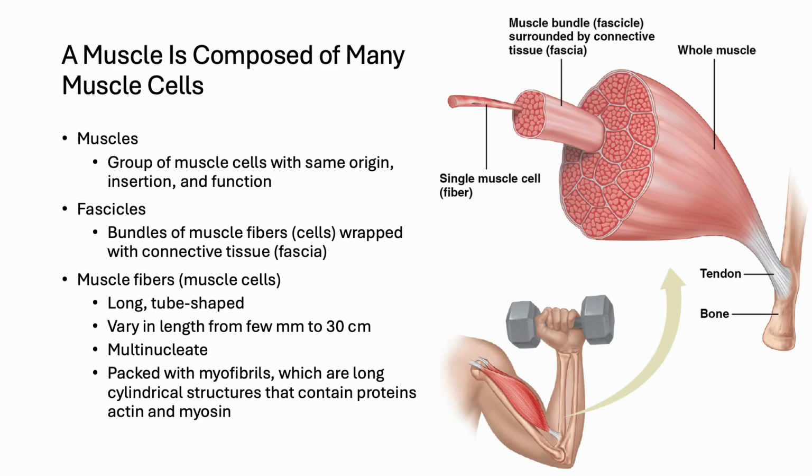When we look inside a whole muscle, it's really an organized collection of smaller parts. A muscle is made up of bundles called fascicles, and each fascicle contains long cylindrical muscle fibers, also known as muscle cells. These fibers can be several centimeters long and have multiple nuclei because of their size. Inside each fiber are myofibrils, which are tightly packed with the proteins actin and myosin. These proteins form the machinery that actually allows the contraction. So while muscles appear solid from the outside, at the cellular level, they're highly organized and specialized for movement.